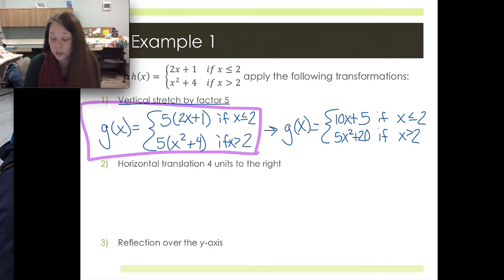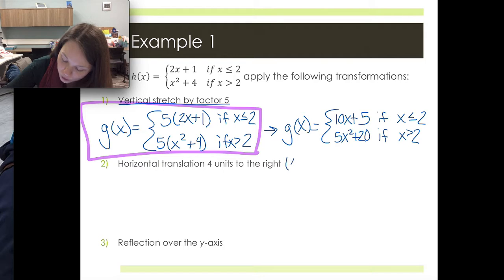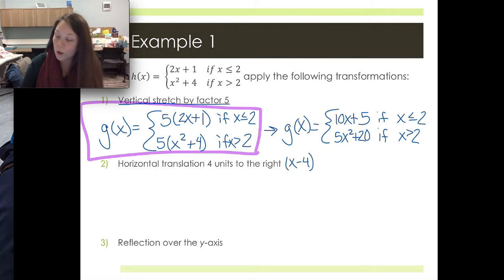Looking at the next one, a horizontal translation of 4 units to the right. This is horizontal, so it's going to be affecting all of the original x's in our piecewise function. It's going 4 units to the right. Well, going to the right is a positive direction, but x's always lie. So really what's going to happen is we're going to replace all the x's with the binomial of x minus 4. So when I say all of the x's, I mean every single original x variable in this piecewise function is going to be replaced with this transformation, x minus 4.